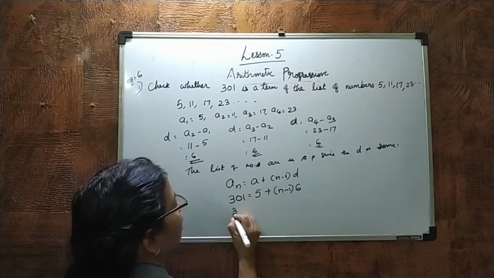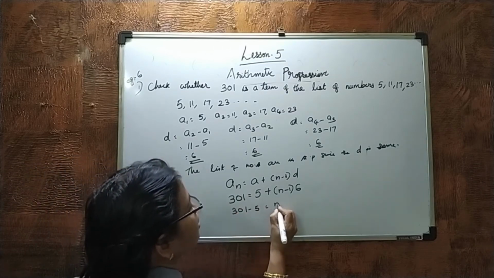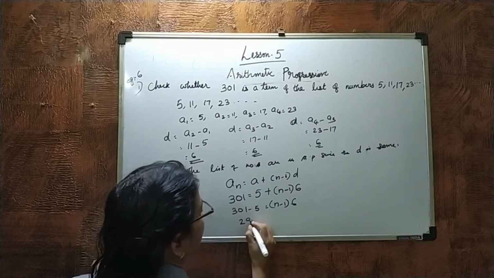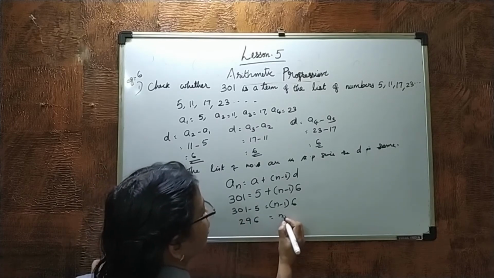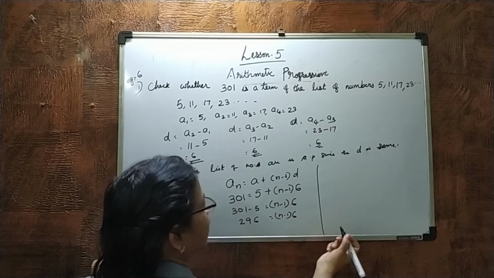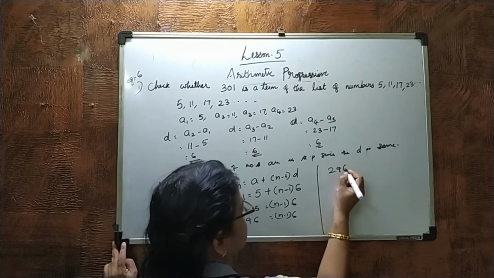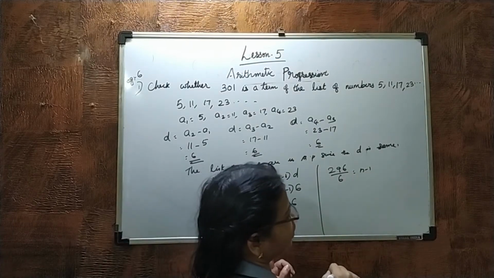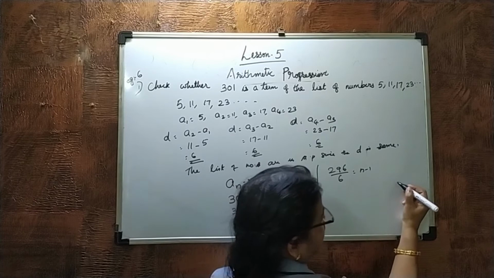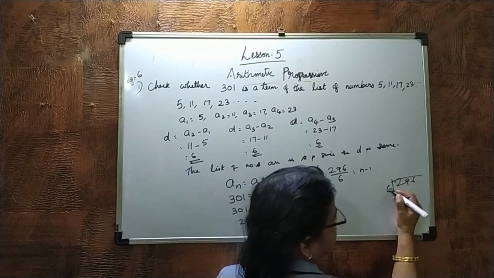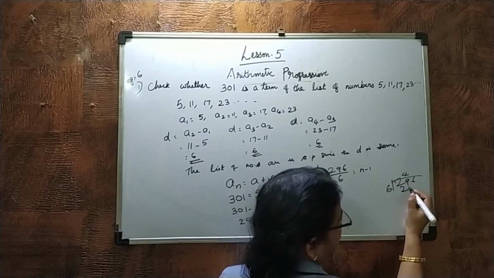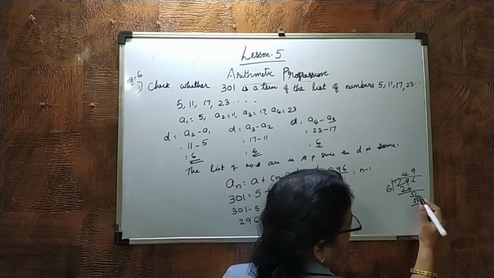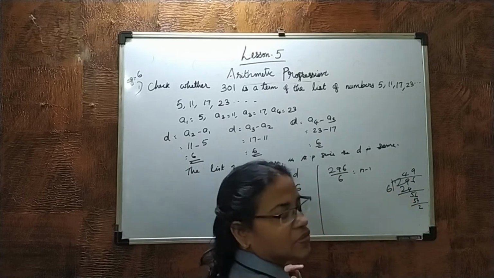So 301 minus 5 equals N minus 1 into 6. So it will be 296 equals N minus 1 into 6. And after that, 296 by 6 is equal to N minus 1. Can you cancel it? Is 296 divisible by 6? 6 4s are 24, 56, 54. So a remainder comes. That means it is not divisible by 6.